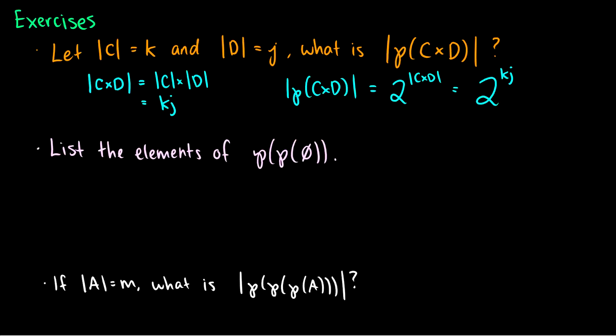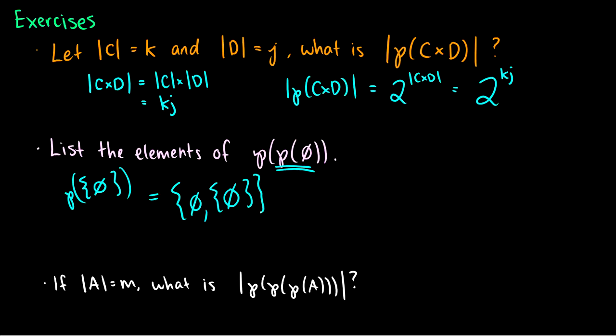The second one asks, list the elements of the power set of the empty set. Well, we do this step by step. The power set of the empty set is just the set containing the empty set. So now we want the power set of the set containing the empty set, and again, we've done this before. This is just the set containing the empty set as well as the set containing the empty set. Okay. So we can take power sets of power sets. And once again, it becomes a pain really quickly to write out.